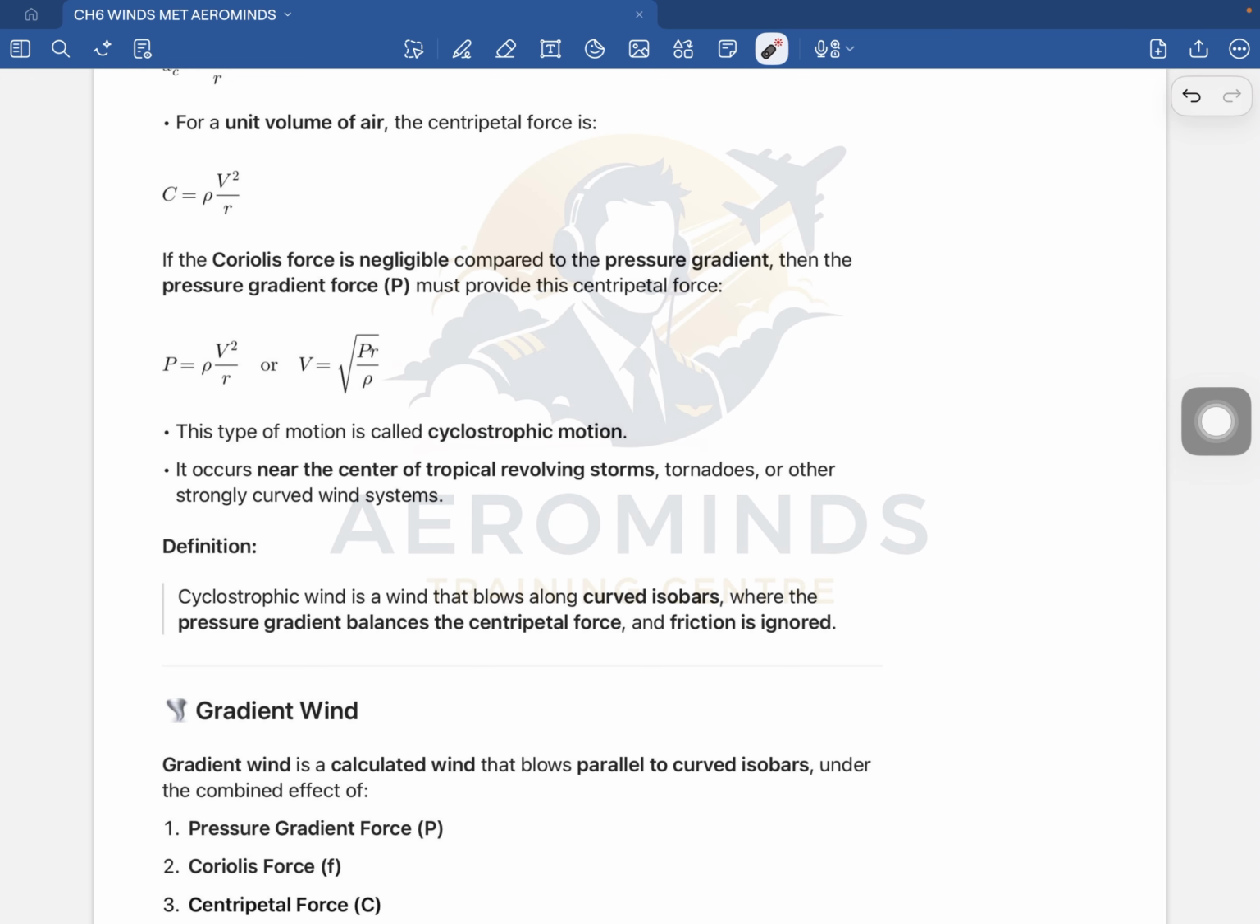Got it? If we define the cyclostrophic wind in very simple words, it is a wind that blows along the curved isobars where the pressure gradient force balances the centripetal force and friction is ignored. This type of wind is mainly found near the centers of tropical revolving storms like tornadoes, and you must have heard of dust devils. Tornadoes or dust devils, and other strongly curved wind systems.